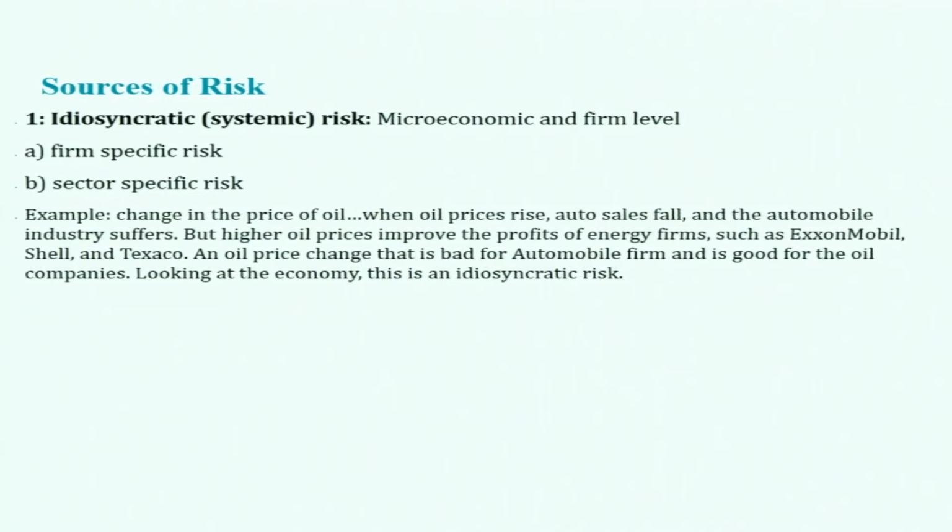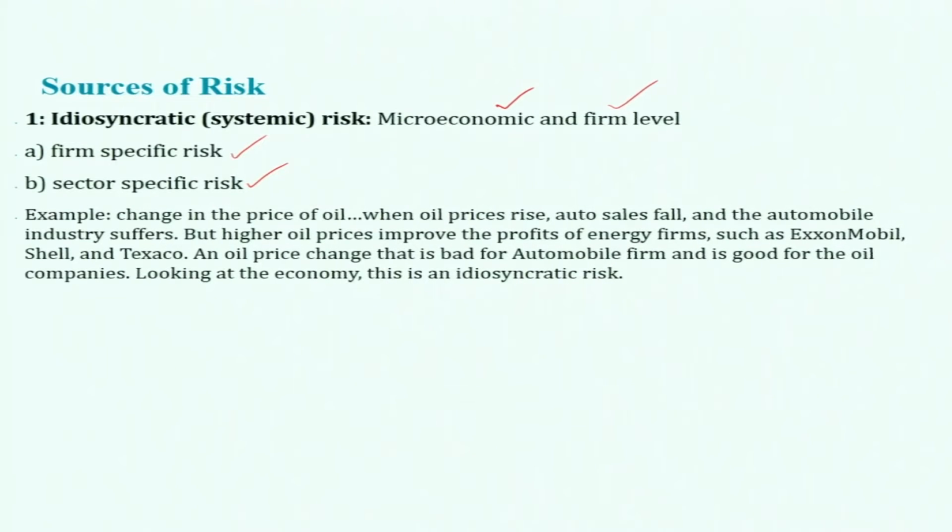And for the discussion, to put everything together, let us see what are the major sources of risk that could arise. So there are mainly two sources of risk. One is called idiosyncratic risk and the other one is systematic risk. Idiosyncratic risk means it is mostly a microeconomic and firm level risk. Again this can be classified into two: firm specific risk and sector specific risk.